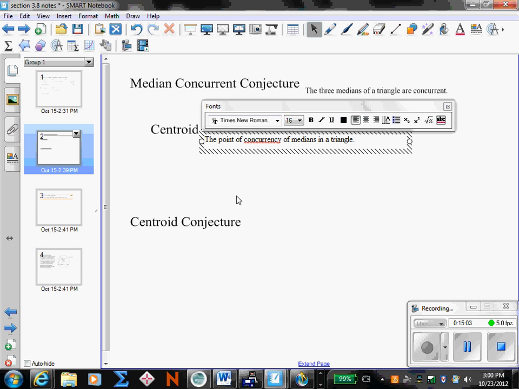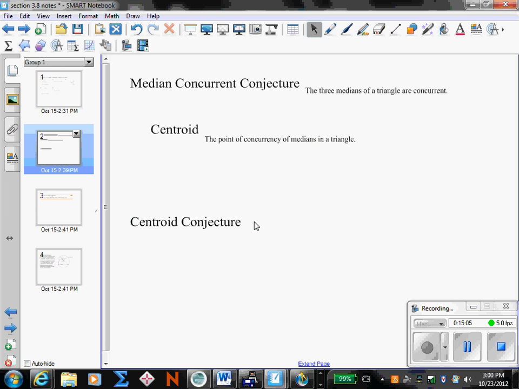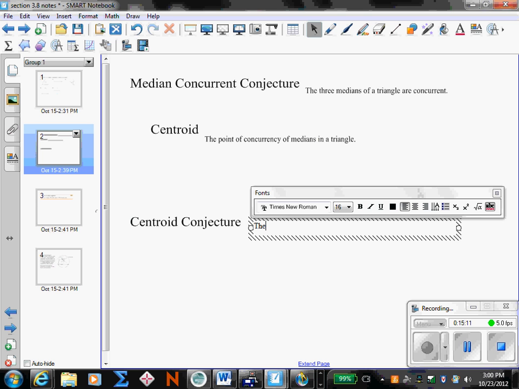The centroid conjecture. The centroid is the center of gravity. And we're going to talk about this more in class.